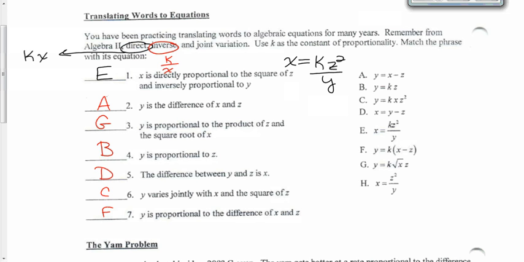So here are my answers. Number 2 is A, number 3 is G, number 4 is B, number 5 is D, number 6 is C, and number 7 is F. And if you did not get any of those correct, please pause the video now and see if you can fix the mistakes.